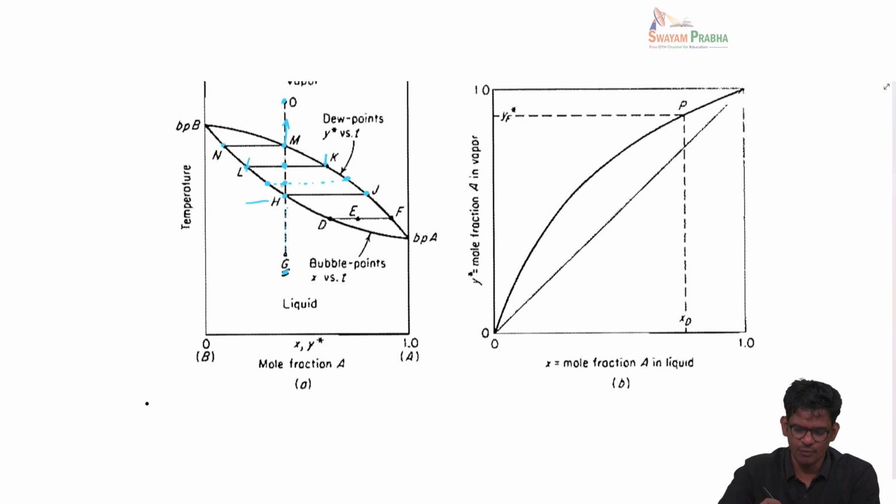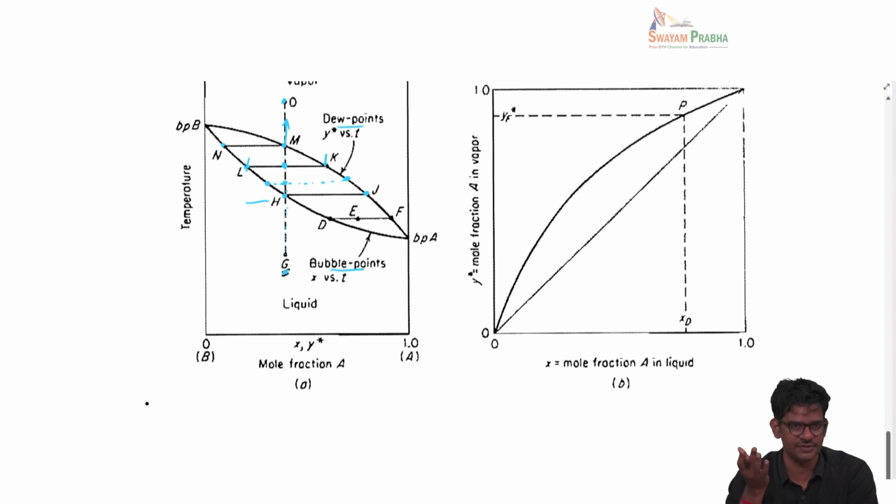And depending upon how you move, the composition of both phases keeps changing. So by changing the temperature of the system, you are changing the composition of both phases also. Okay, is that clear? And this is also the reason why we call this a bubble point curve and dew point curve: at point H, I said the first bubble is formed corresponding to the composition J. So that's why we say this is the first bubble forming point.